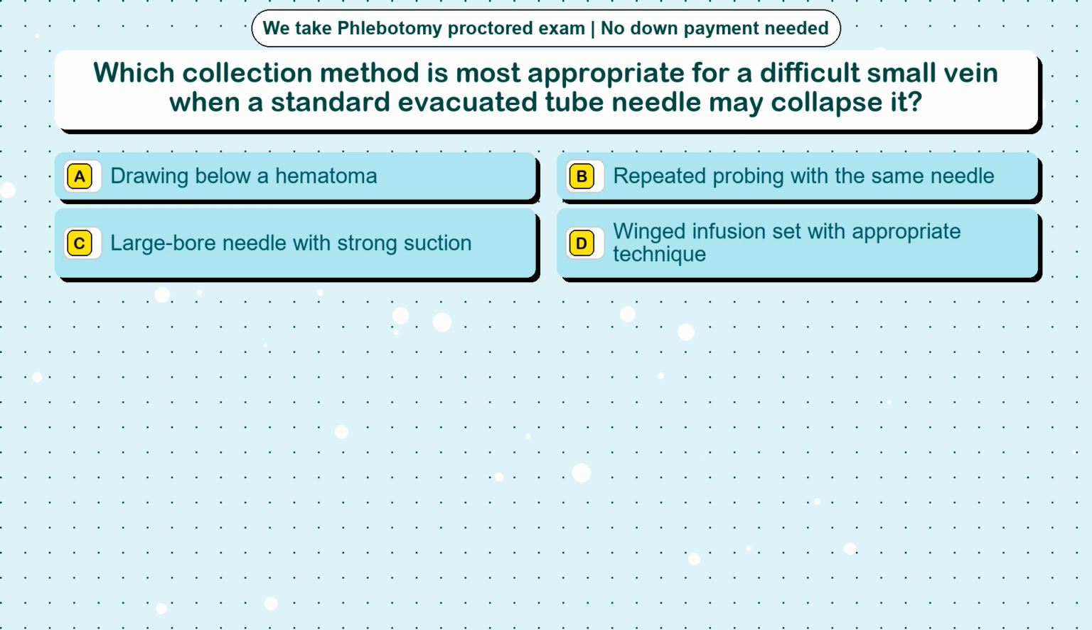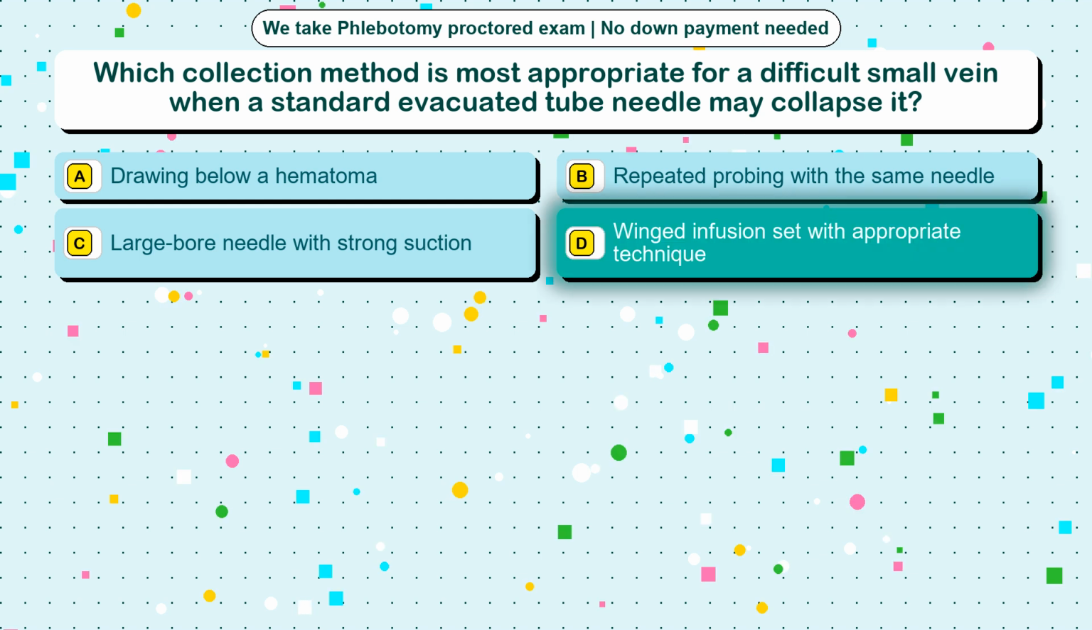Question 7. Which collection method is most appropriate for a difficult small vein when a standard evacuated tube needle may collapse it? Option A. Drawing below a hematoma. Option B. Repeated probing with the same needle. Option C. Large bore needle with strong suction. Option D. Winged infusion set with appropriate technique.